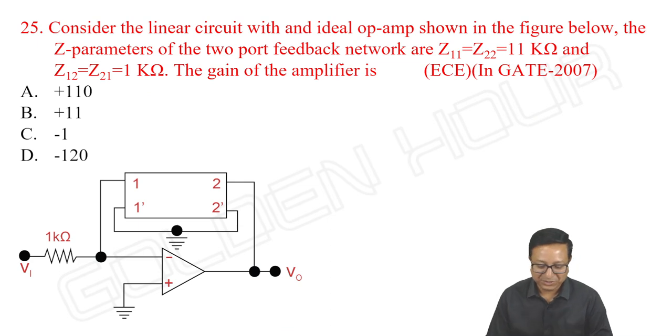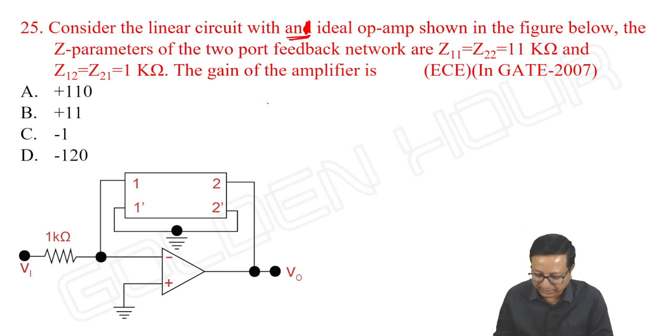Okay, see this question. Consider the linear circuit with an ideal op amp shown in the figure below. The Z parameters of the two-port feedback network are Z11 is equal to Z22 is equal to 11 kilo ohms and Z12 is equal to Z21 is equal to 1 kilo ohm. The gain of the amplifier means what is V output by VI, they are asking.